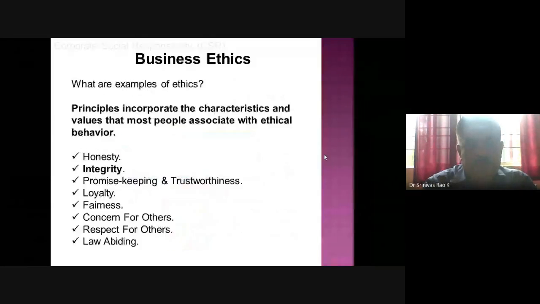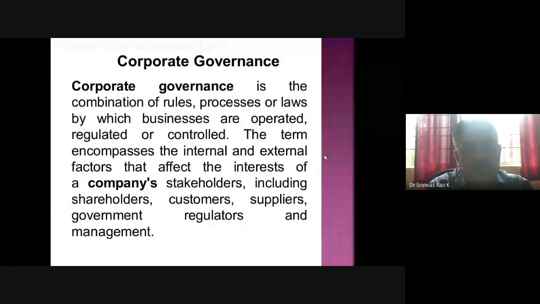So now we talk about the examples of business ethics. The principles incorporate the characteristics and values that most people associate with ethical behavior. That is some kind of honesty you should have, the integrity you should have. We discussed the integrity part. Honesty, you all know, and promise keeping and trustworthiness, loyalty, fairness, concern for others, respect for others, law abiding. All these are the ethics which actually concern the business of the company. Then we'll start with a new topic, what is called corporate governance.